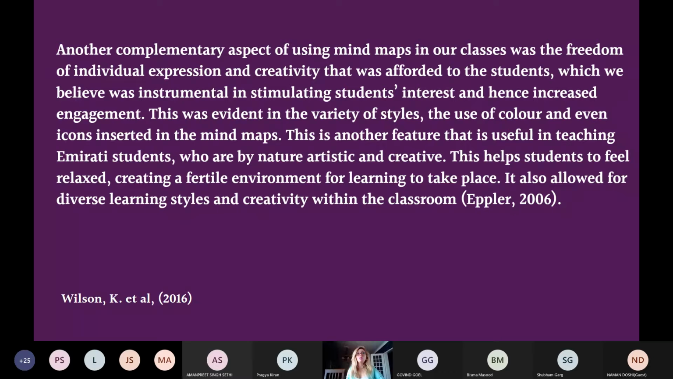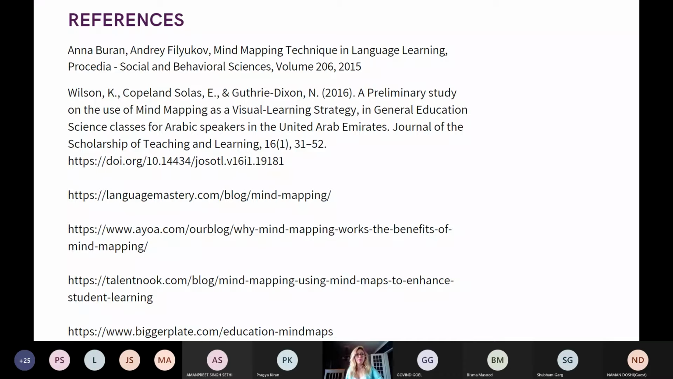That was afforded to the students, which we believe was instrumental in stimulating students' interest and hence increased engagement. This was evident in the variety of styles, the use of color, and even icons inserted in the mind maps. And this is another feature that is useful in teaching Emirati students, who are by nature artistic and creative. This helps students feel relaxed, creating a fertile environment for learning to take place, and it also allows for diverse learning styles and creativity within a classroom.